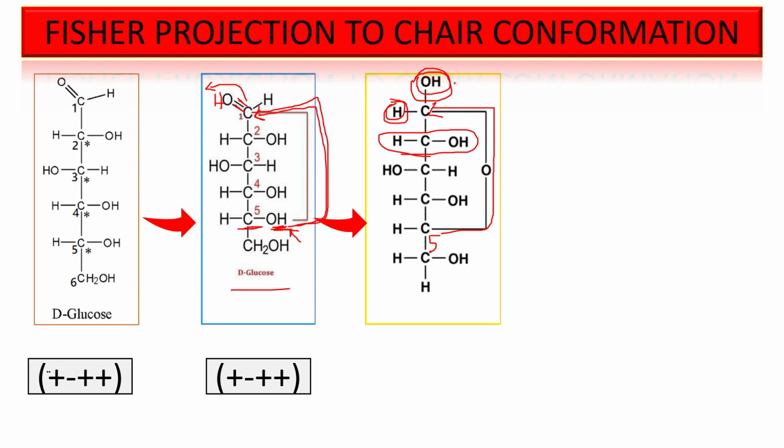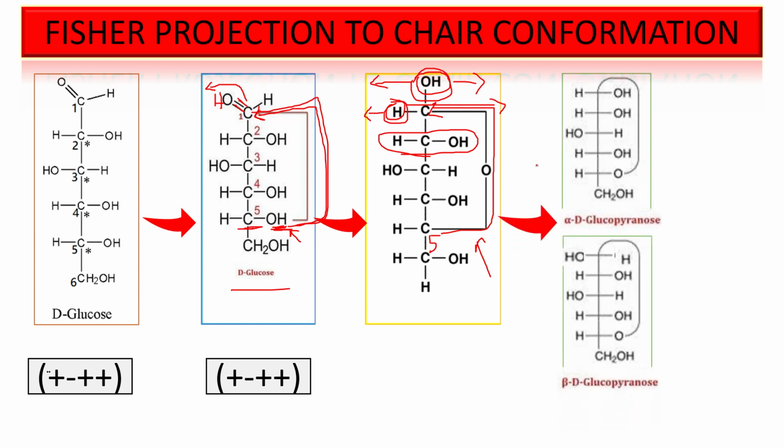Okay, so suppose this OH can be present on the right side and this H group on the left side, that is one conformation, and in another conformation this OH can be present on the left side and this H can be present on the right side. So two types of conformation we can get from this ring structure of glucose. So here these are the two structures.